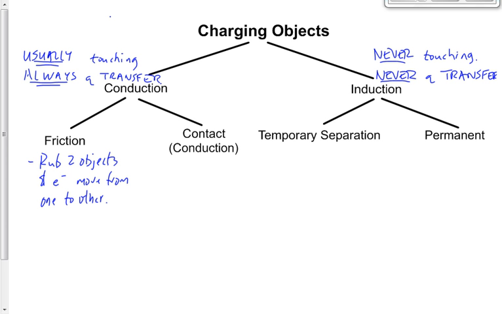Charging by contact, which we sometimes just call charging by conduction. Here we've got two objects that we're bringing either close enough to actually touch or just close enough for electrons to arc or jump from one to the other. I'll put in quotation marks, touch two objects. Quotation marks because, remember, it doesn't always technically involve touching. Touch two objects together, electrons move from one to the other.